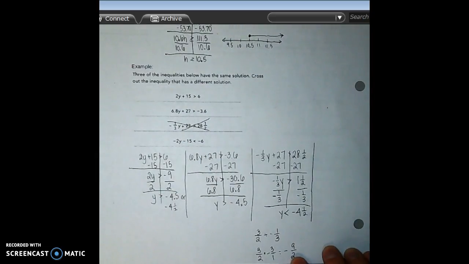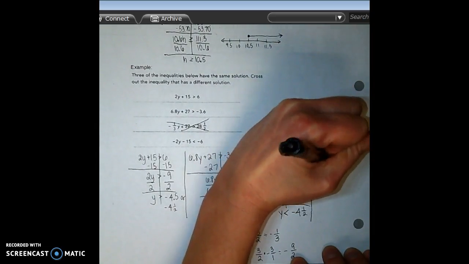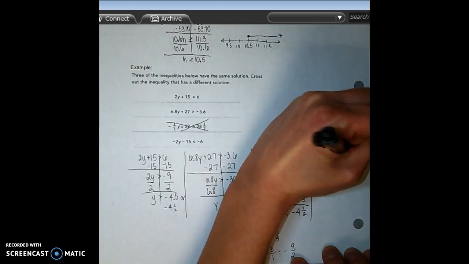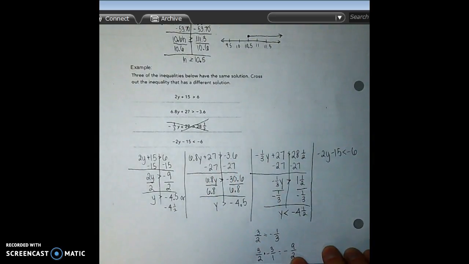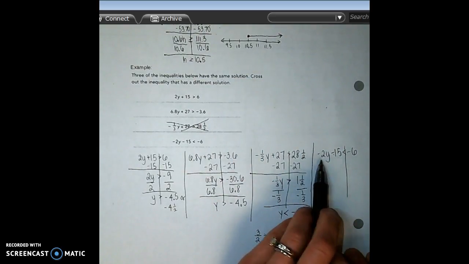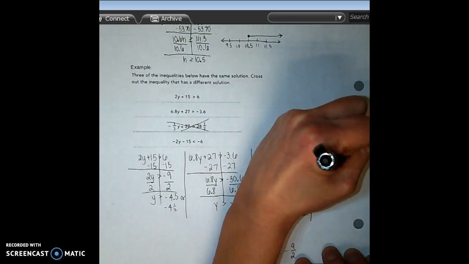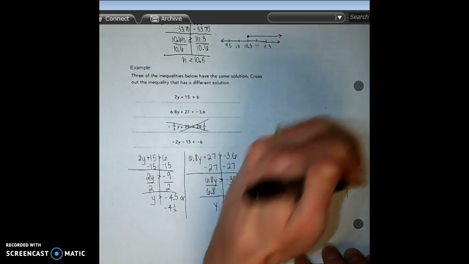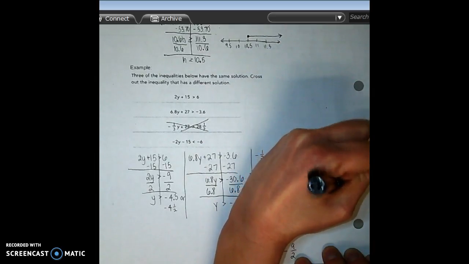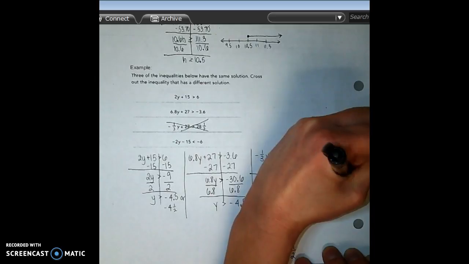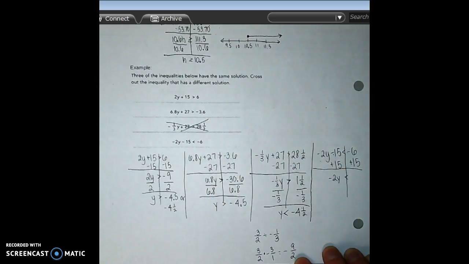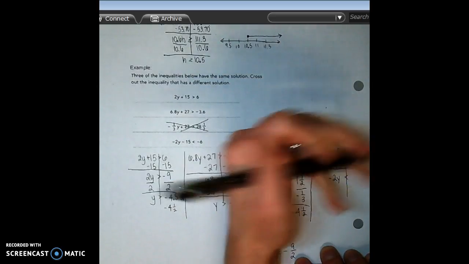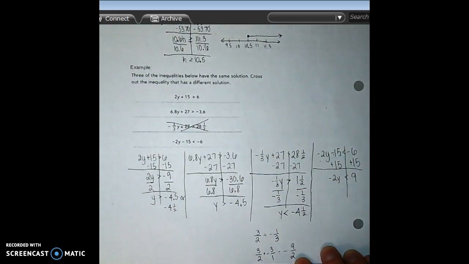So for the very last problem, I have negative 2y minus 15 is less than negative 6. So first thing, I draw my line, and I know that I undo subtraction before multiplication, so I add 15 to both sides. Negative 2y is still on the left side. I just undid the 15. Sign doesn't flip because I didn't multiply or divide by a negative, and then negative 6 plus 15 gives me 9. Positive 9 because 15 is bigger than negative 6.